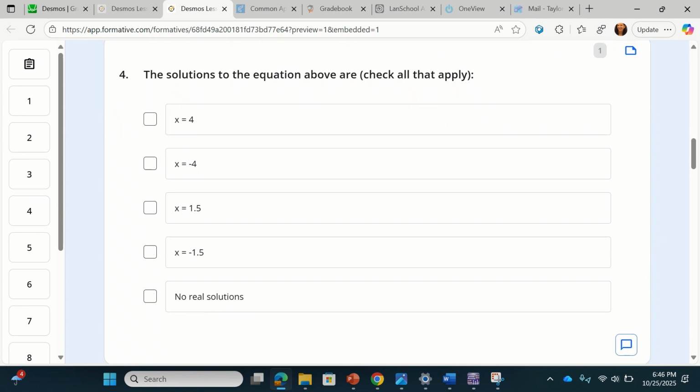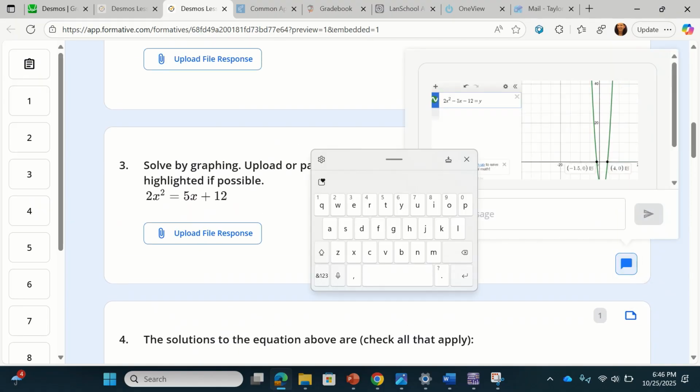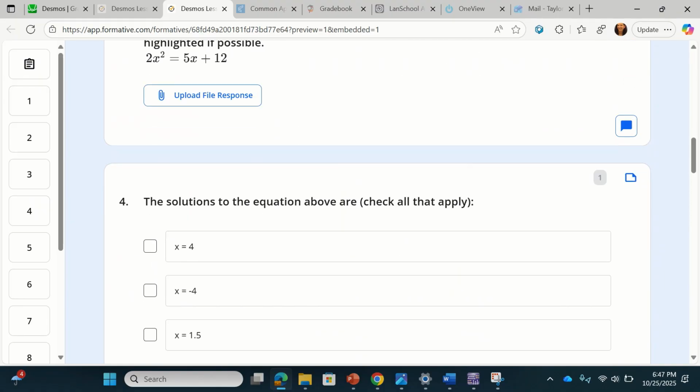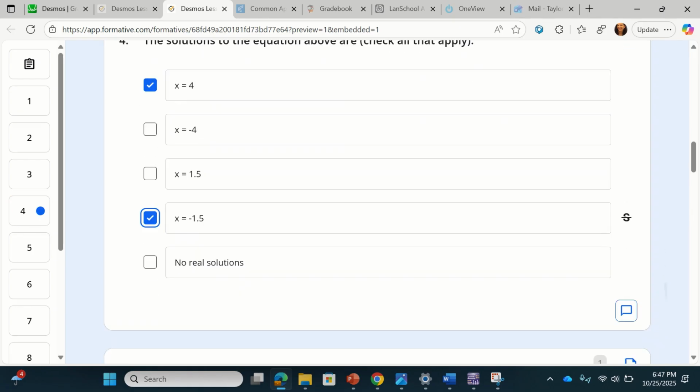Okay, so what were the solutions to that? What do we have? Negative 1.5 and 4. Okay, so x is equal to 4, x is equal to negative 1.5. Okay, moving on. That was question 4.